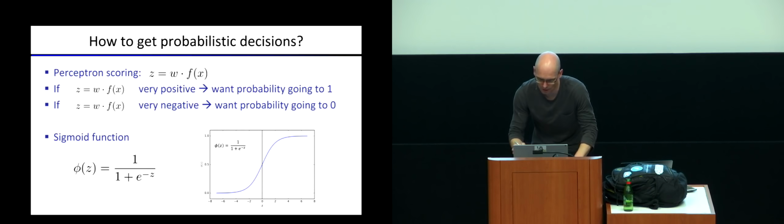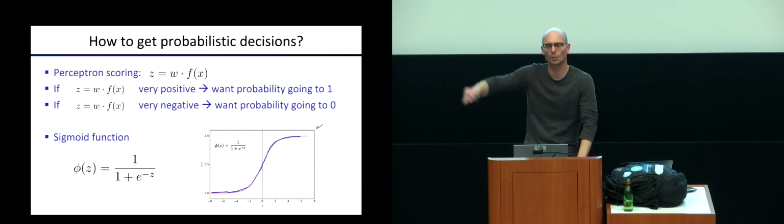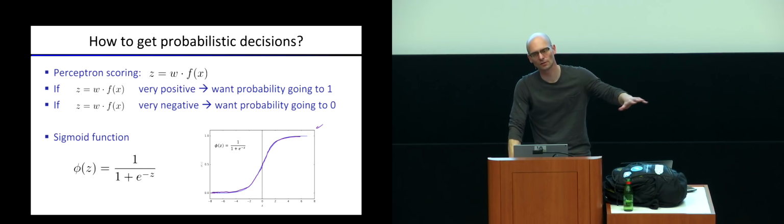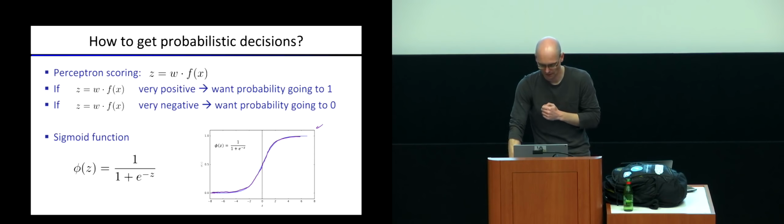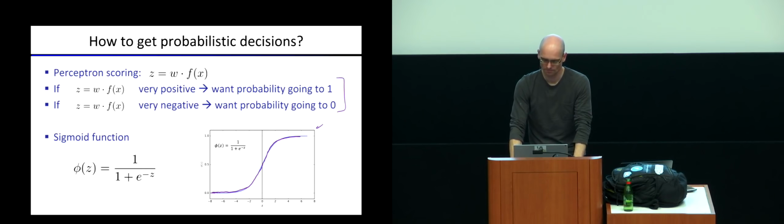If you draw that function, this is what it looks like. So when z is very negative, you're at roughly 0. Then when z becomes closer to 0, this goes up, through, and at positive infinity, it's at 1. So we gradually transition from 0 to 1 as z goes from negative infinity to positive infinity. So this satisfies these properties over here.